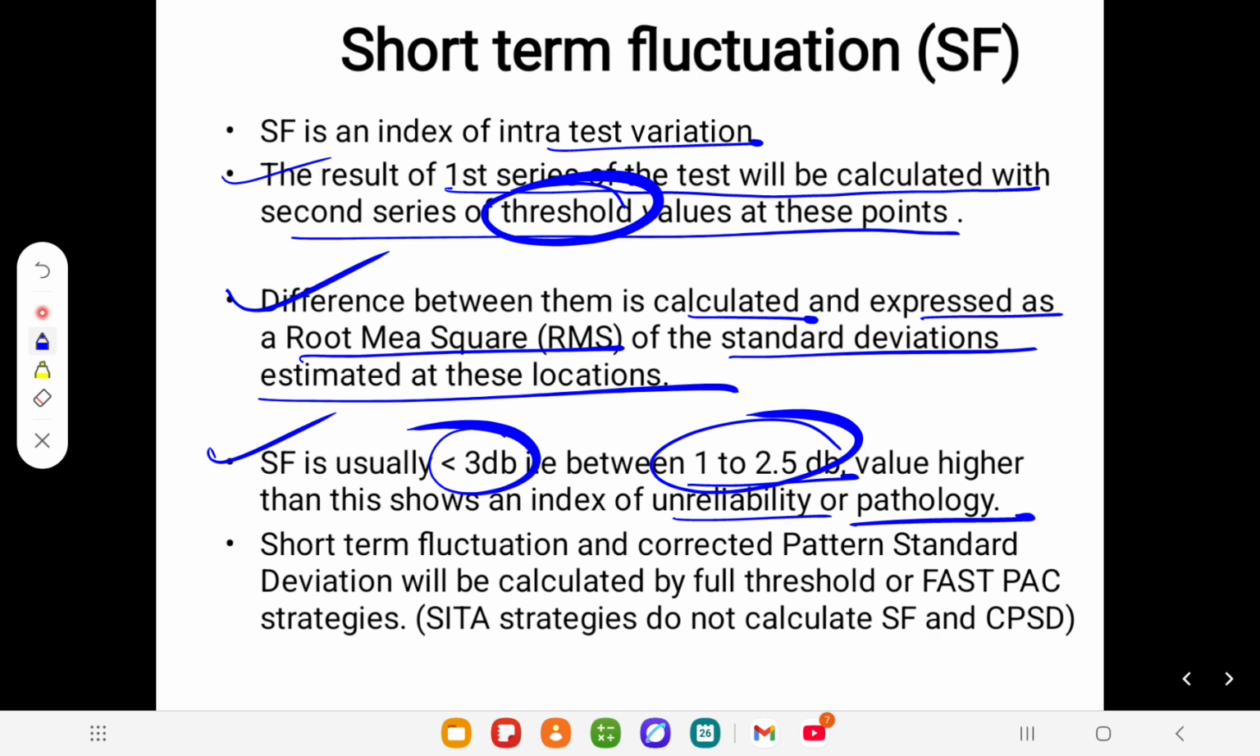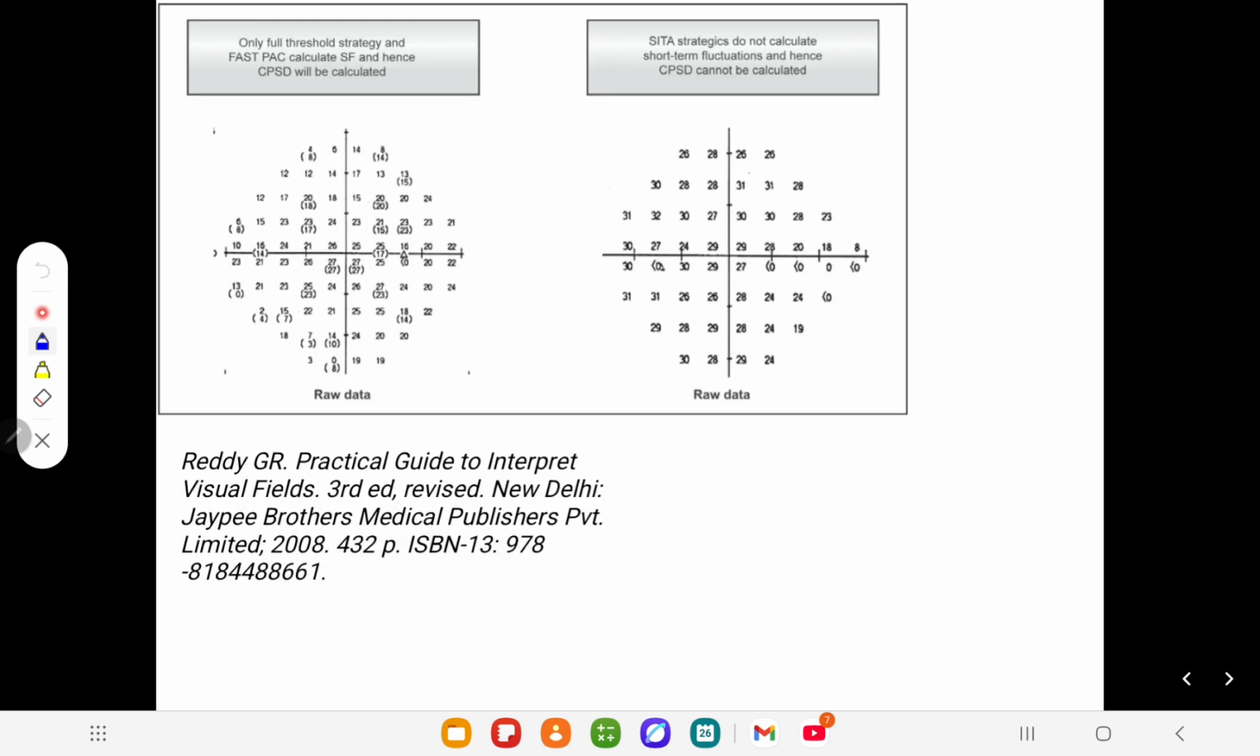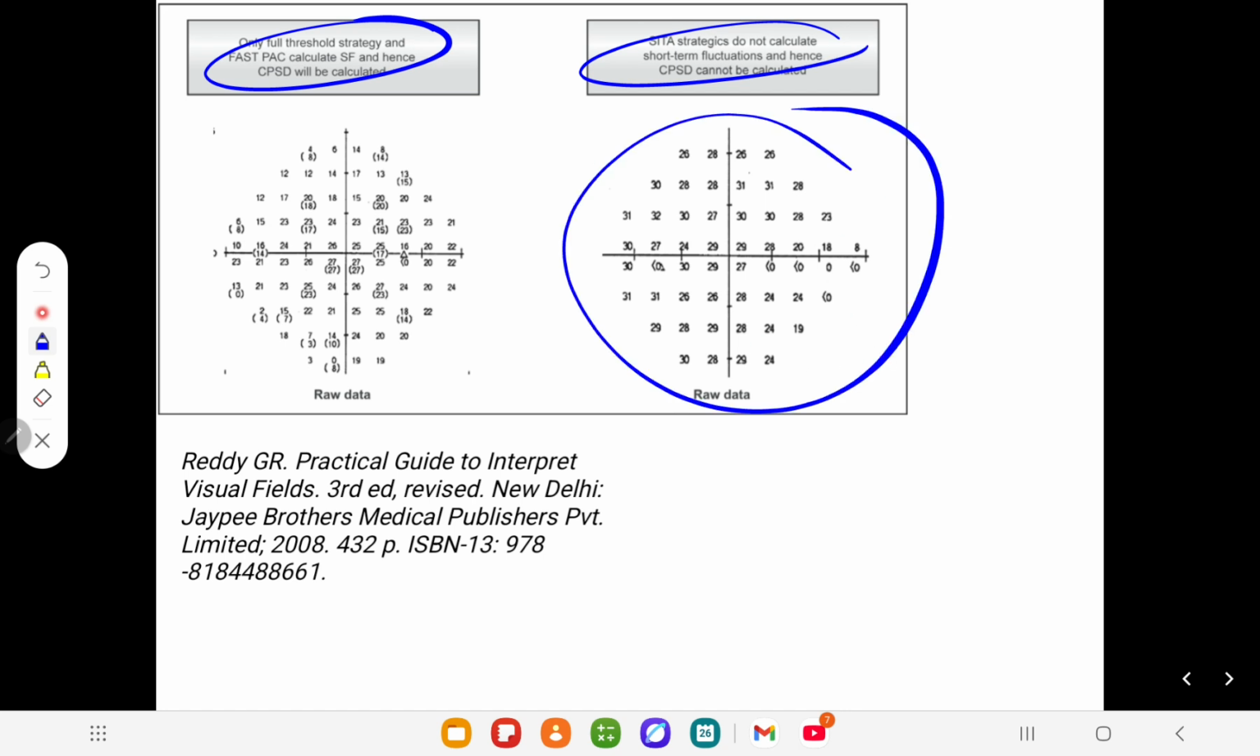And one very important thing: short-term fluctuation and corrected pattern standard deviation are not calculated in the SITA strategy, but they are calculated in the full threshold and fast pac strategy. Okay, that's important. So basically, we have the same thing. In SITA, there is nothing. Is there anything? No, single digit. Here is the corrected pattern, 23 one time and 17 in brackets. Can you see this? These are the short-term fluctuations.